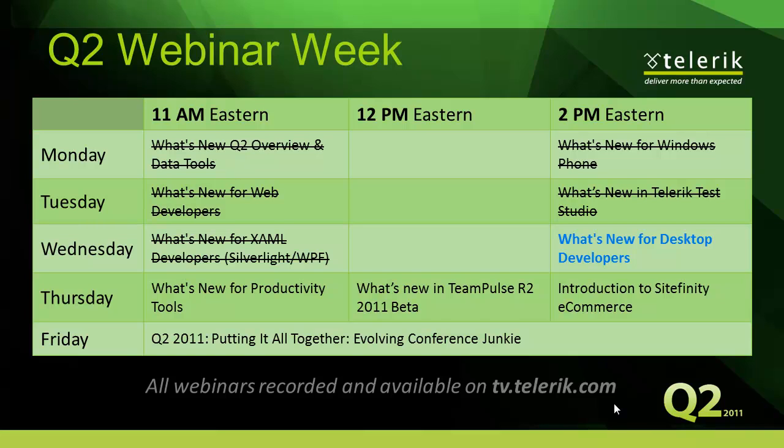That's going to cover all the Just products like JustCode and JustMock and JustTrace and JustDecompile. At noon, we're going to talk about TeamPulse R2, what's coming new in that beta release. Now, TeamPulse itself is out already and been out for a while. This is the beta of the R2 release. And then at 2 p.m. in the afternoon, we're going to do an introduction to the Sitefinity e-commerce piece that we're really proud of being able to incorporate. And then Friday, we've got all hands on deck, putting it all together. It's going to start at 11 o'clock. I know it looks like it's going to last for 3 hours. It's not. It's an hour. It just, to fit on the slide, we crossed out all the different times.